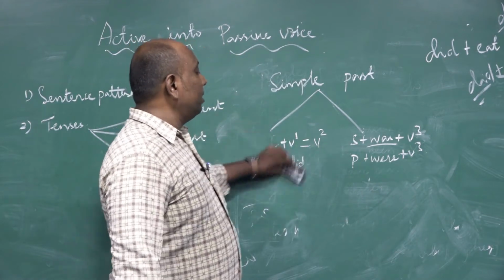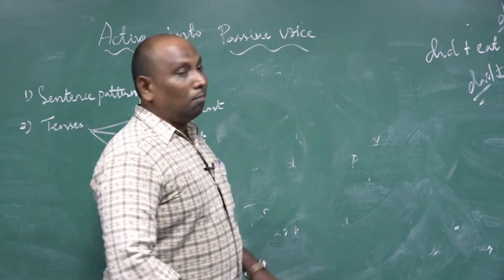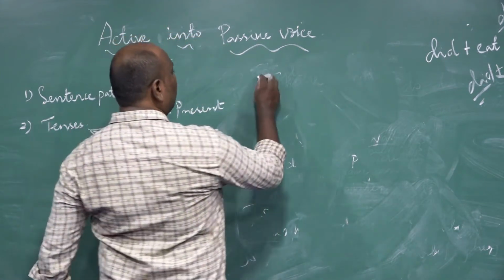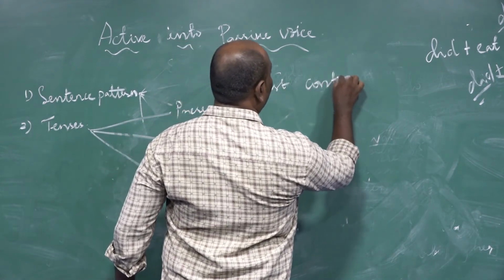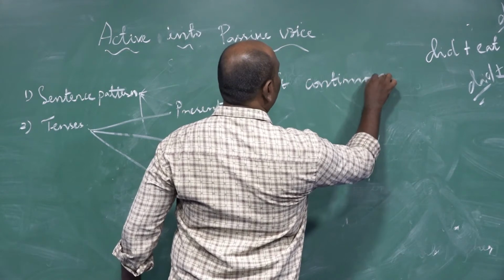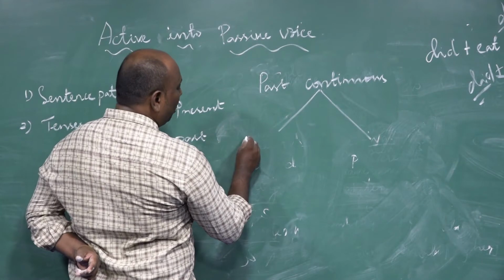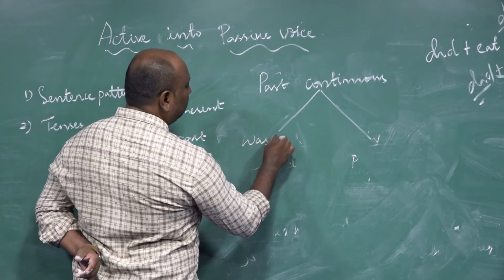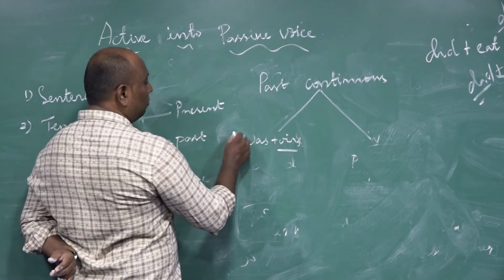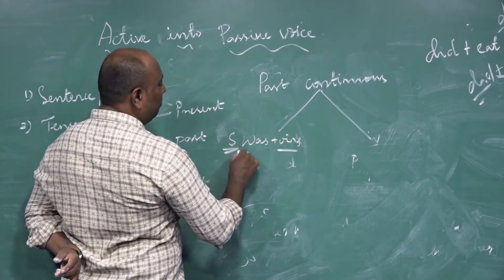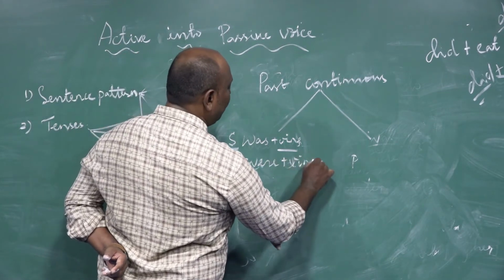So what is the next tense form? Past continuous tense. What is the next tense form? We have past continuous. For writing the past continuous, we require, in active voice, was plus verb plus ing, it means gerund or present participle, when the subject is singular. When the subject is plural, you have to use were plus verb plus ing.